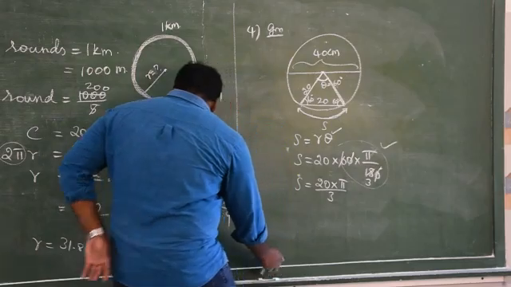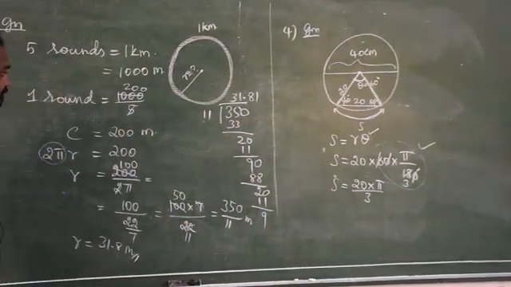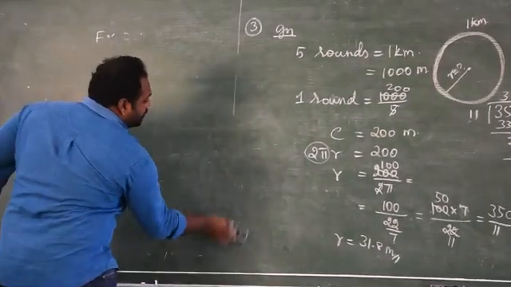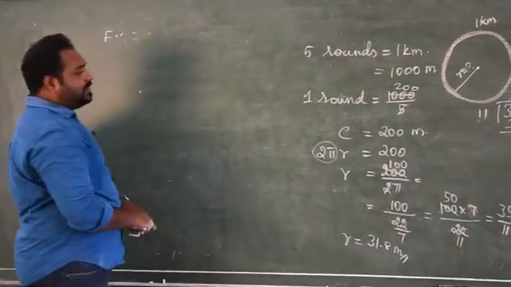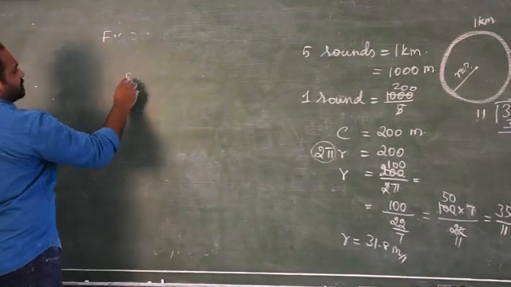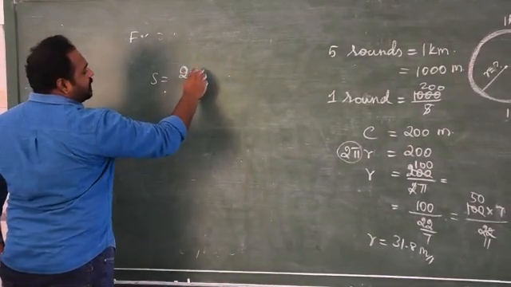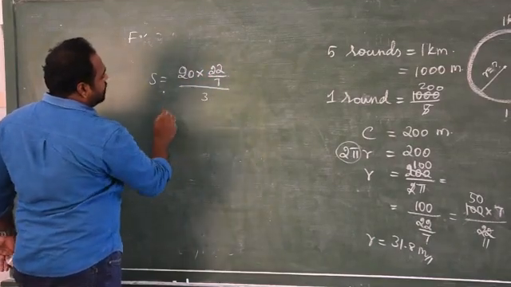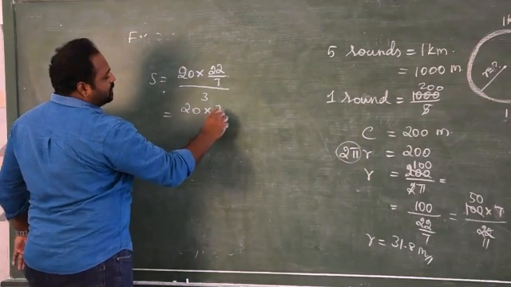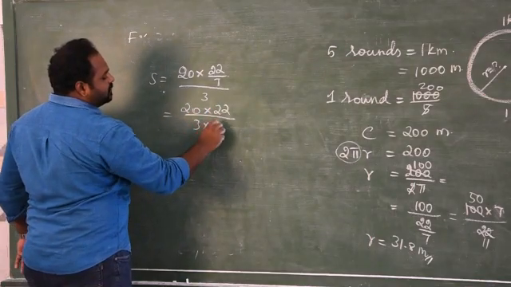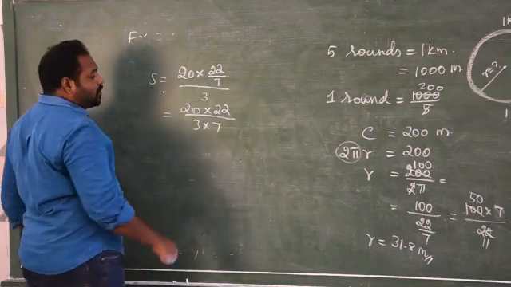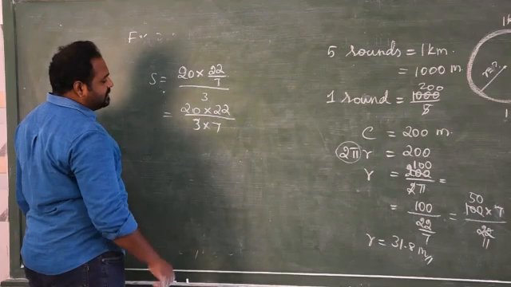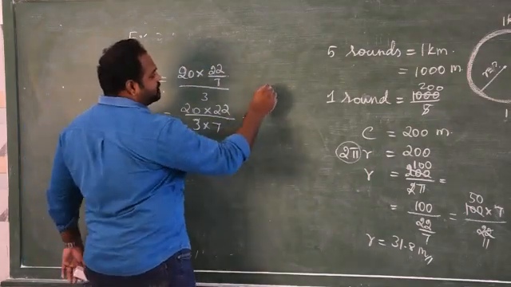So we know the value for pi. We have already studied that the value of pi is 22 by 7. So S equal to 20 into 22 by 7 whole divided by 3. So 20 into 22 divided by 3 into 7. We can bring the denominator down. Can we have a cancellation here? No, we can't cancel these values. So multiply these values in the numerator.